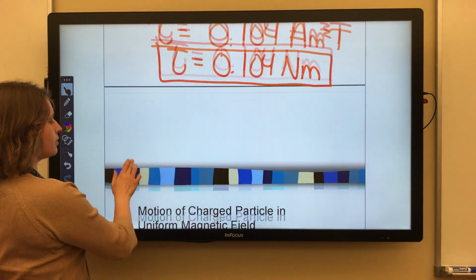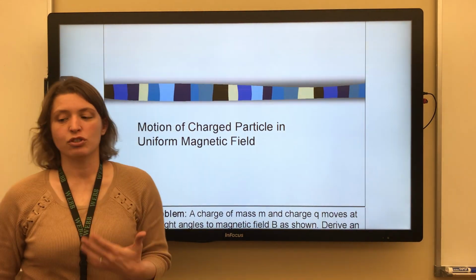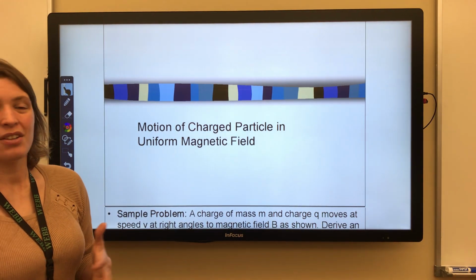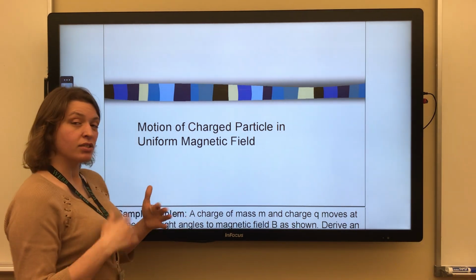All right. So we're going to talk about how charged particles move in a uniform magnetic field. There's a couple different types of paths that we could see for particles. So we're going to go through some of that.